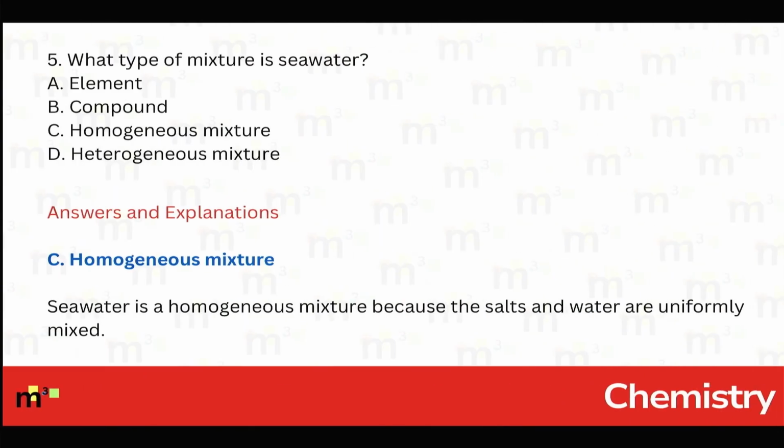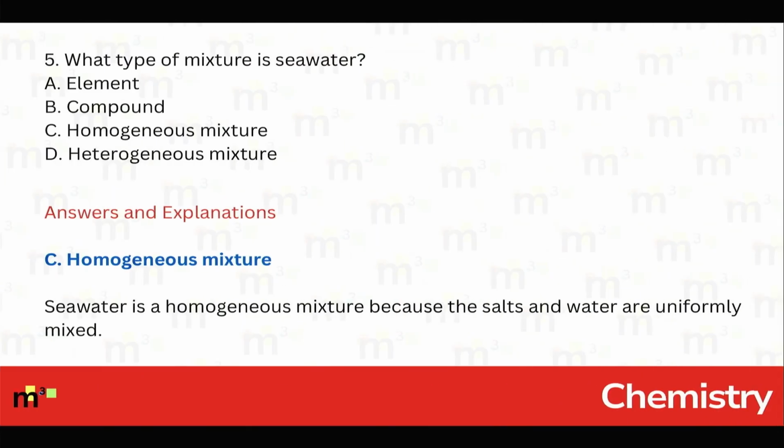Homogeneous mixture. Seawater is a homogeneous mixture because salts and water are uniformly mixed, making it appear as a single phase. In homogeneous mixtures, the composition is consistent throughout, such as in air or vinegar. Heterogeneous mixtures like sand and water have visibly different components.